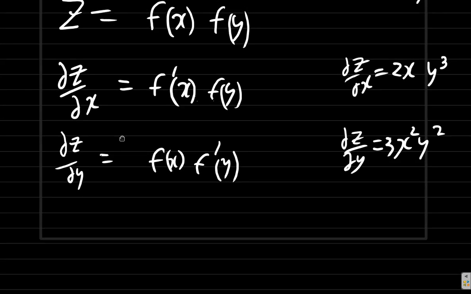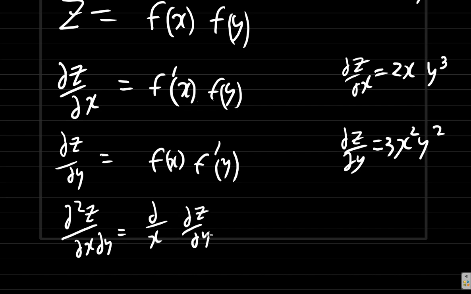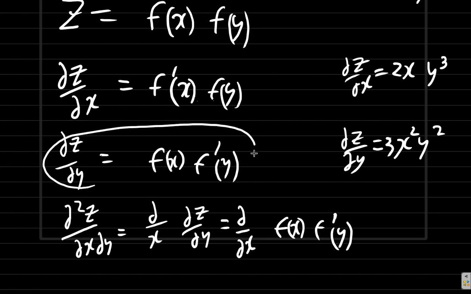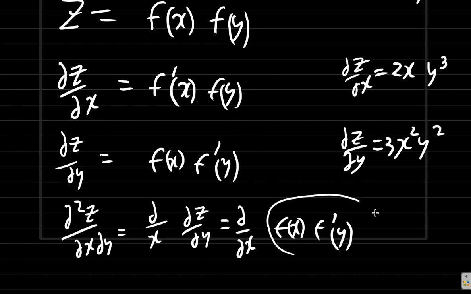Now suppose you find delta square z by delta x delta y, which is the same thing as delta x of delta z by delta y. Alright? It would be delta by delta x of, what was delta z by delta y? Is f of x f prime y. Right? This is delta z by delta y. That's what I put here.